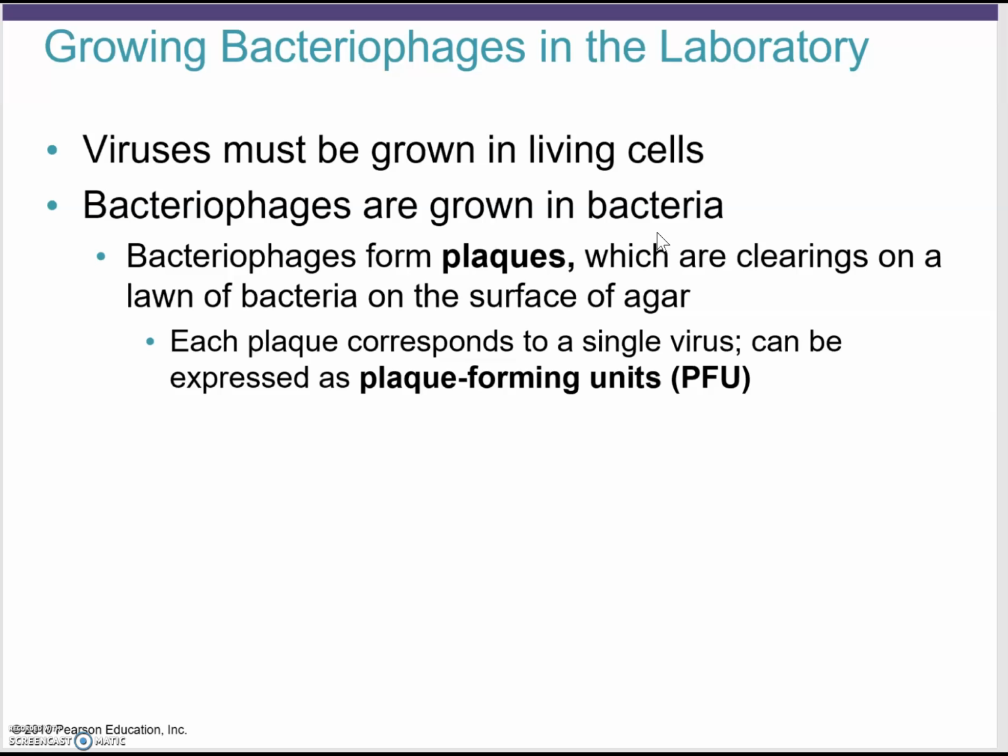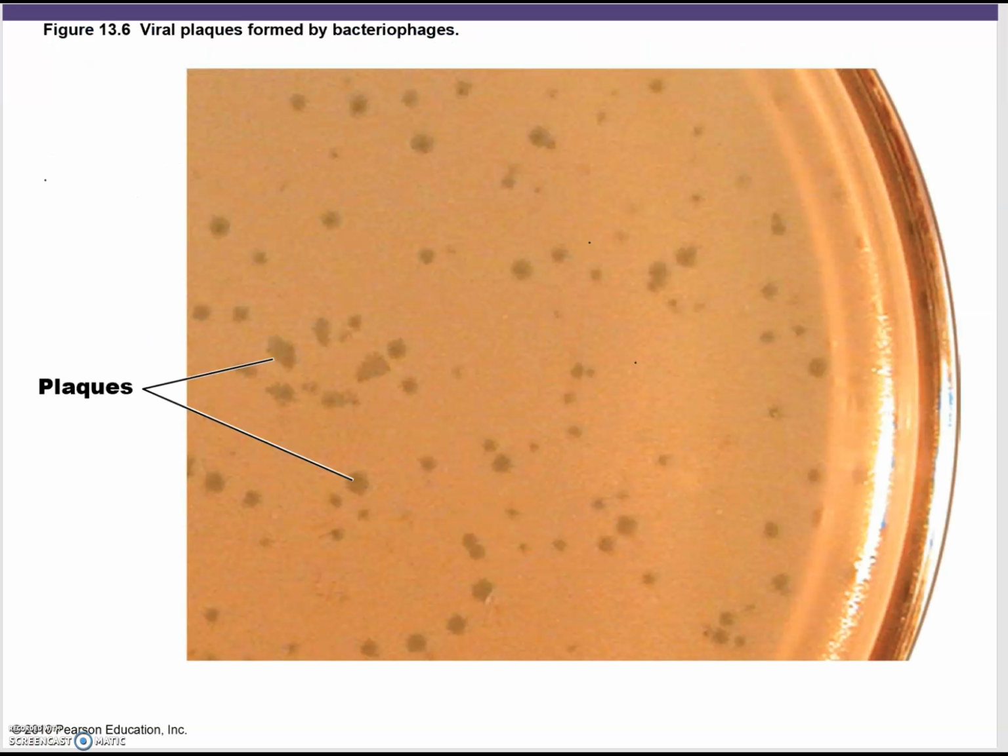So when you're growing bacteria as a lawn on a petri plate and then infecting these bacteria with viruses, what you will see is plaques, zones of clearing that come about from these destroyed bacterial cells that now don't exist anymore. And a virus that is able to do such a thing is called a plaque-forming unit, a PFU. And here, real quick, this is what a plaque would look like on a lawn of bacteria.